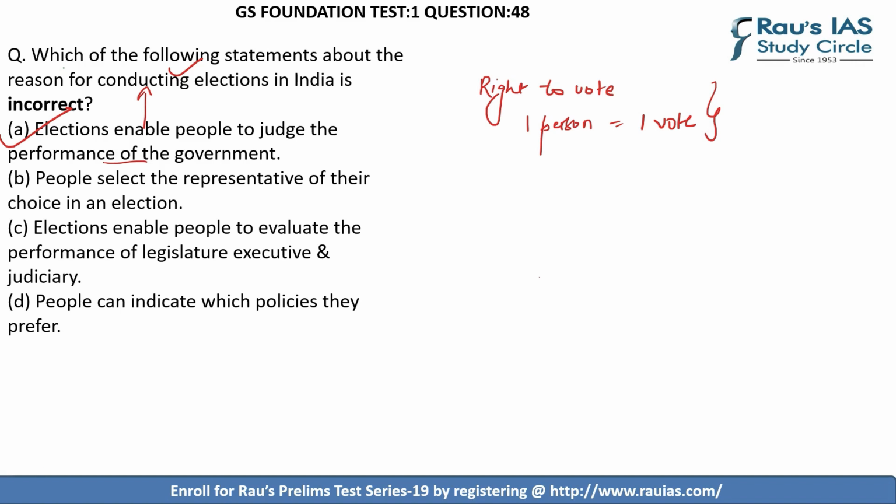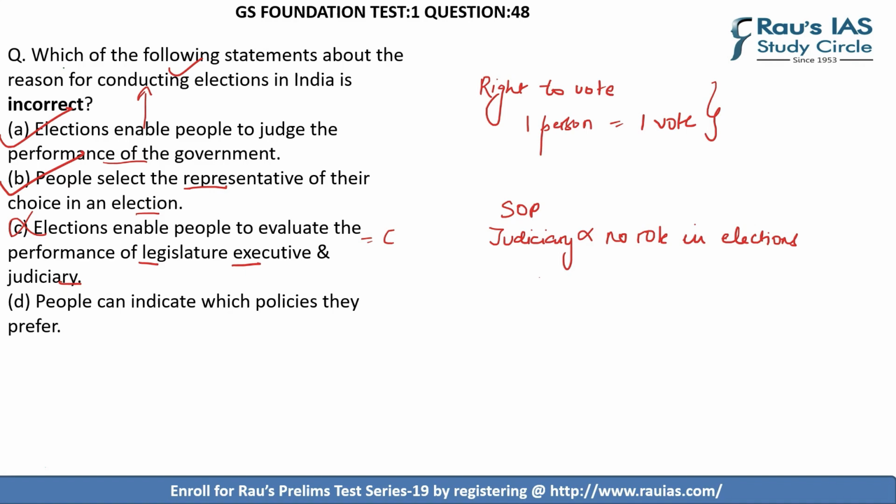The second statement says that people select the representatives of their choice in an election. Now there's nothing to discuss about it, as we know that this is a provision. We do select our representatives in an election. Now the third statement says that elections enable people to evaluate the performance of the legislature, executive and judiciary. Now under the separation of powers, judiciary plays no role in the electoral politics or in this context elections. Hence, we know that statement C is incorrect and it is going to be our final answer.